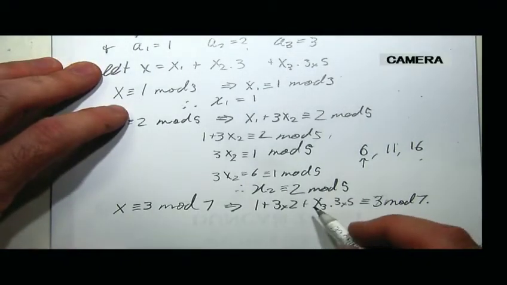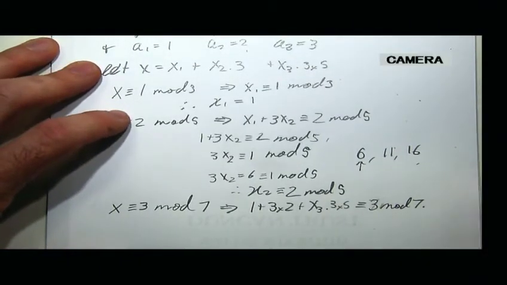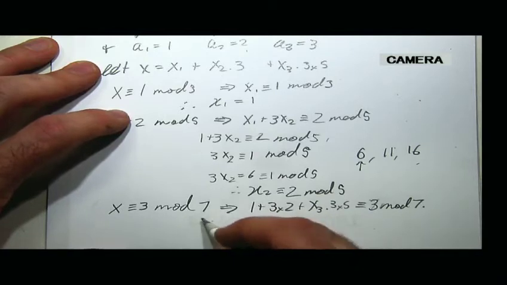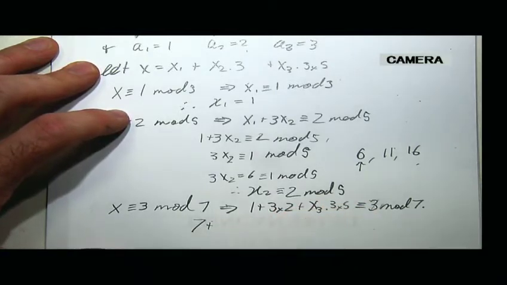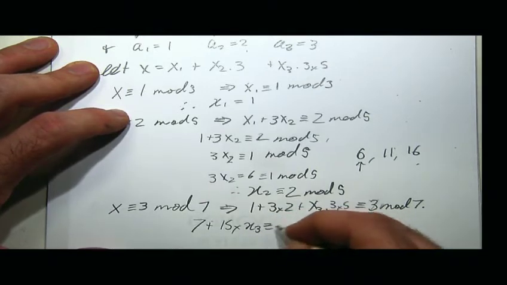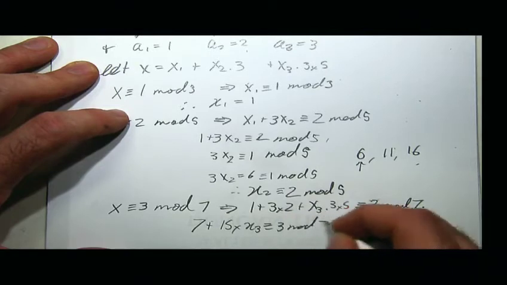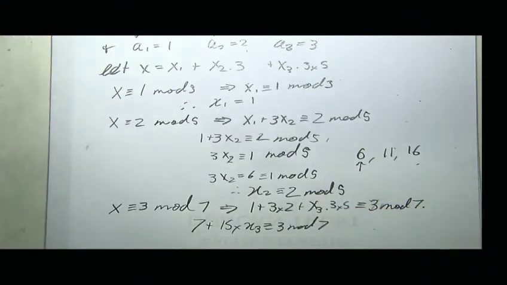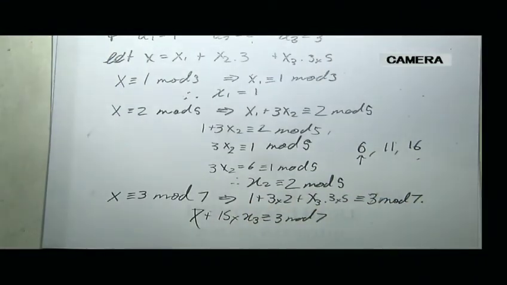All right, horrible numbers. Amusingly enough, what I've got is 7 plus 15 times x3 is congruent to 3 mod 7. Because this is mod 7, I can ignore the 7. Not doing me any favours at all. What is 15 congruent to mod 7?